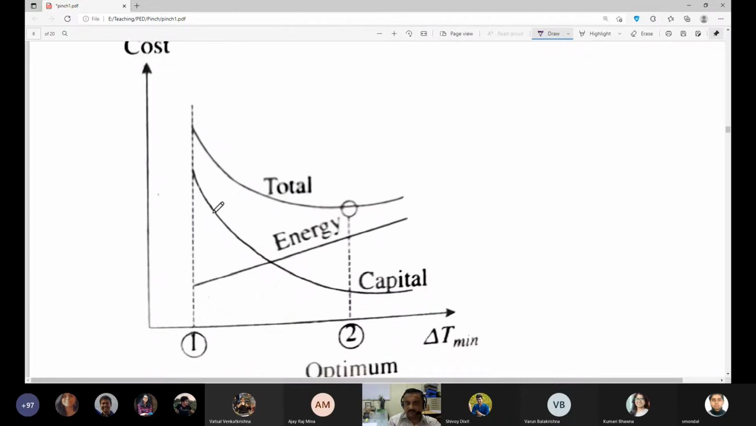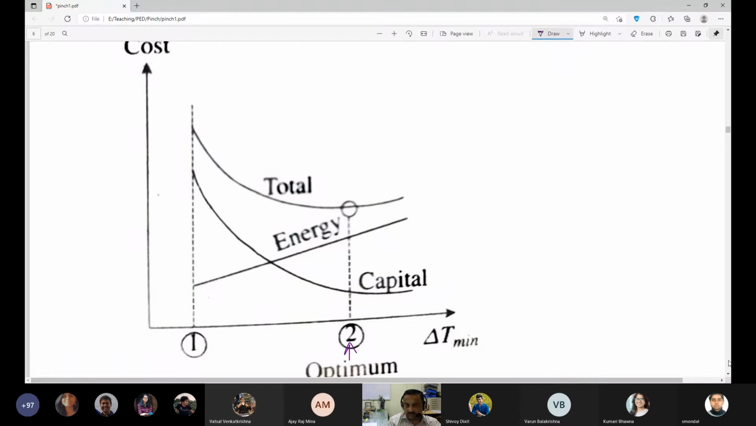So when we look at the cost, we know that the capital cost will decrease with delta T mean, energy cost will increase, and the total cost will have some minimum, and we have to indicate where this minimum lies. Okay, so we should ideally be working with that delta T mean. I mean, that is one way of looking at it.